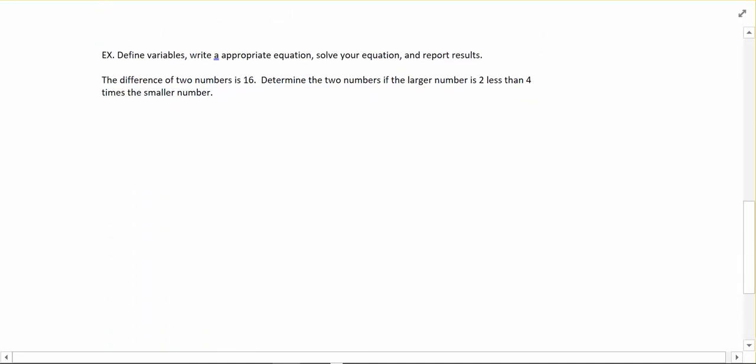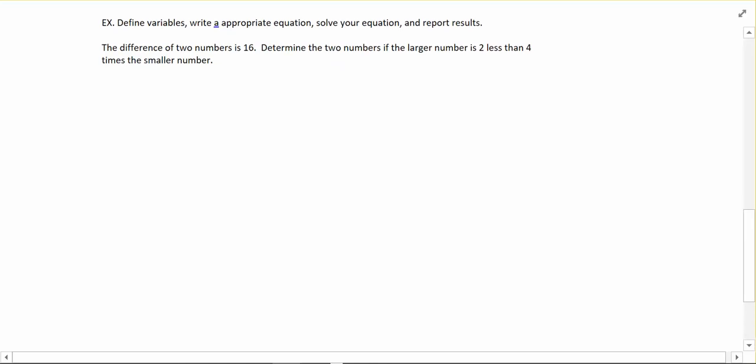Same instructions. Now it says the difference of two numbers is 16. Determine the two numbers if the larger number is 2 less than 4 times the smaller number. All right. So this is a more complex problem, but that's all right. First of all, it says determine the two numbers. Right there, I'm being told what I have to find.